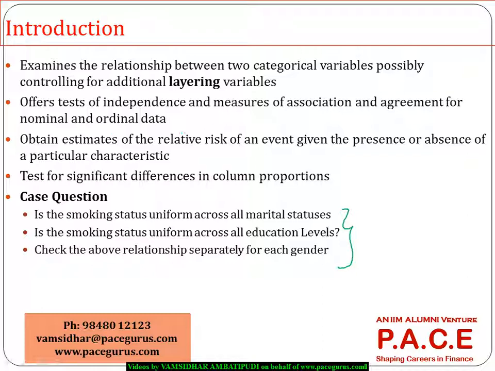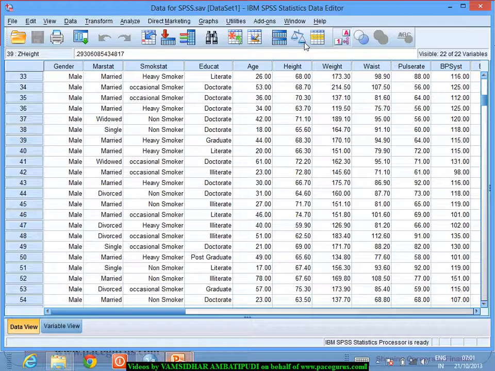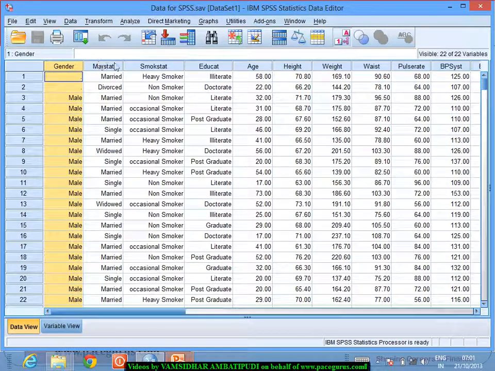Remember, when we are doing the crosstab analysis, I need the relationship between two categorical variables only. In our data, there are four categorical variables: gender and marital status, which are nominal, as we have already discussed, whereas smoker status and education category are ordinal data. So we will use both of them.